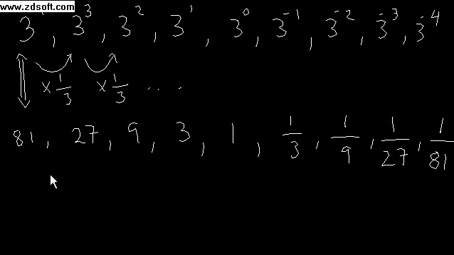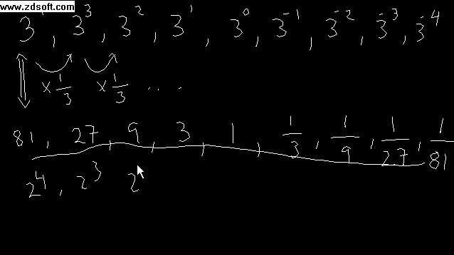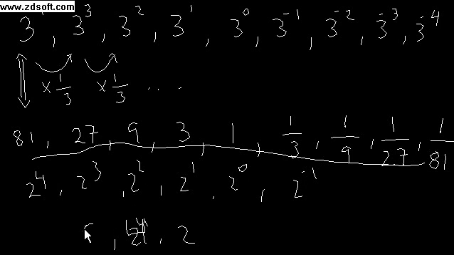I could use twos. So imagine I had 2 to the 4 and 2 cubed. So I'm just going to draw a line here. 2 cubed, 2 squared, 2 to the 1, 2 to the 0, 2 to the minus 1, etc. So 2 to the 1 is 2, 2 squared is 4. 2 cubed is 8, and 2 to the 4 is 16.